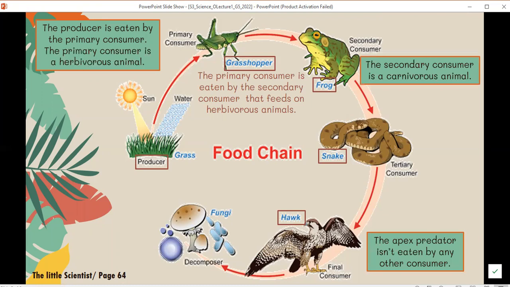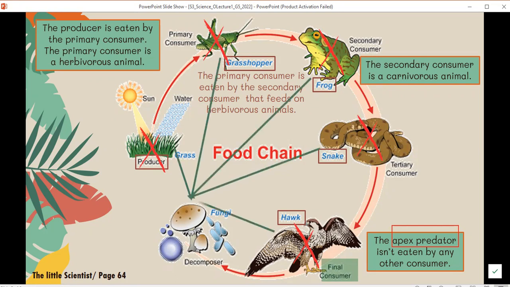Tertiary consumer, which is here the snake, it is the consumer number three. The hawk is the final consumer. Okay, look right here. It is the final consumer. We call it also an apex predator, because it doesn't get eaten by any other organism. When grasshopper, frog, snake, and hawk die, they get decomposed by decomposers like fungi, and they turn into minerals to the soil.